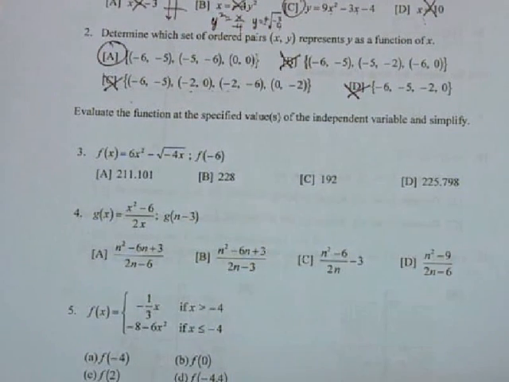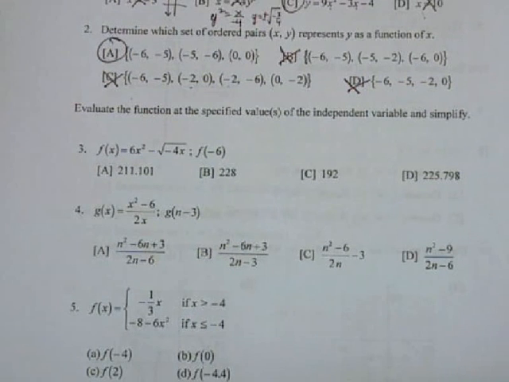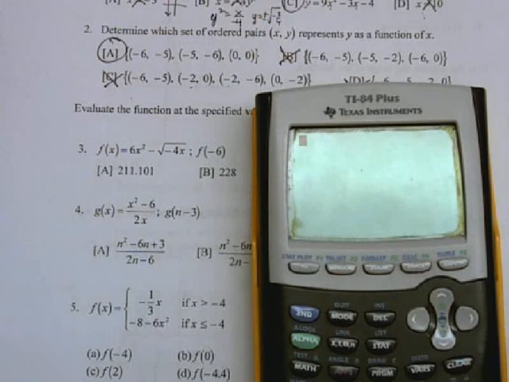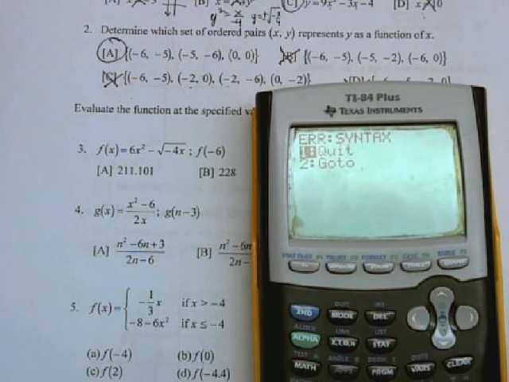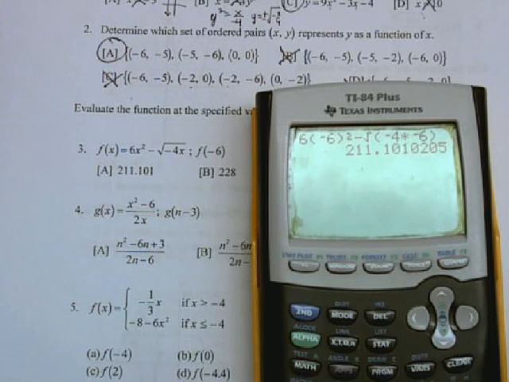For number 3, we're just supposed to evaluate the function, in this case, when x is -6. So 6 times -6 squared minus radical -4 times -6. And of course I made an error. What did I do here? Oh, I used the minus of the negative. Looks like I made another error. This is wonderful. Did it again. So there we go, -4 times -6. And our answer is about 211.101, which matches with A.